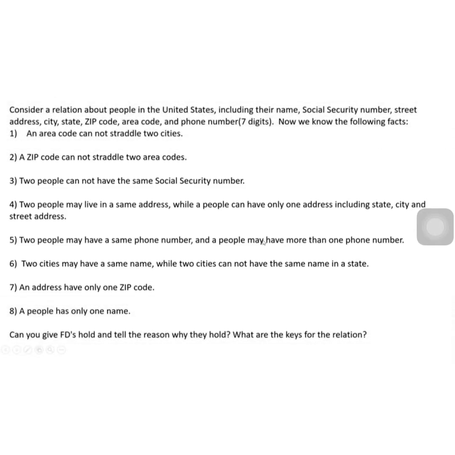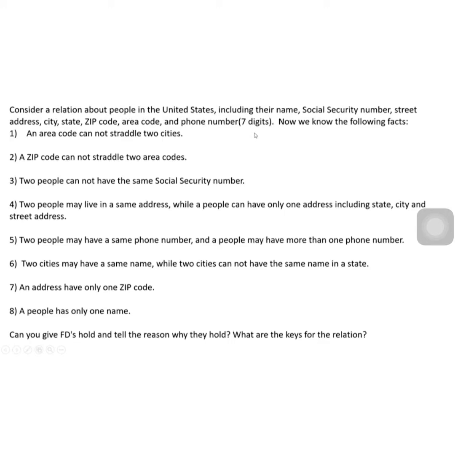Look at these questions in exercise 3. The first one: consider a relation about people in the United States, including their name, social security number, street address, city, state, zip code, area code, and phone number.